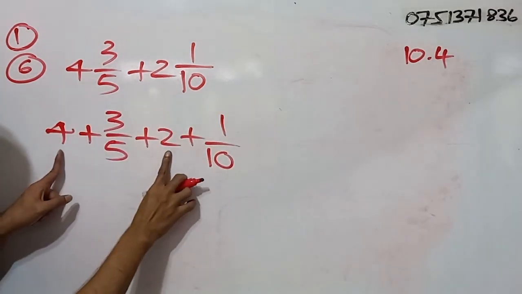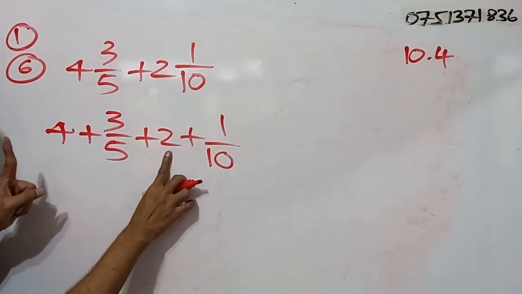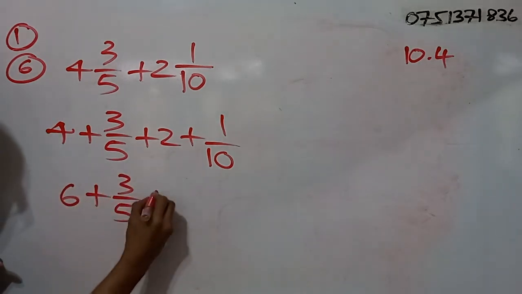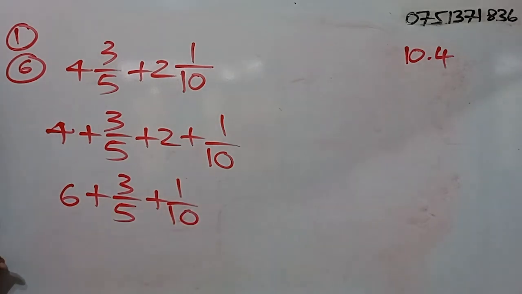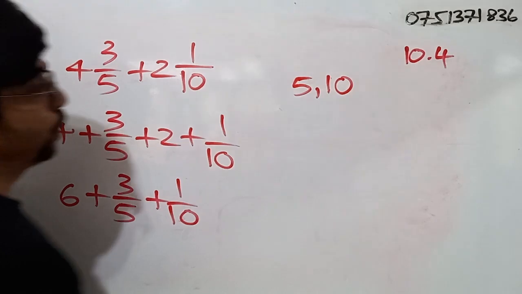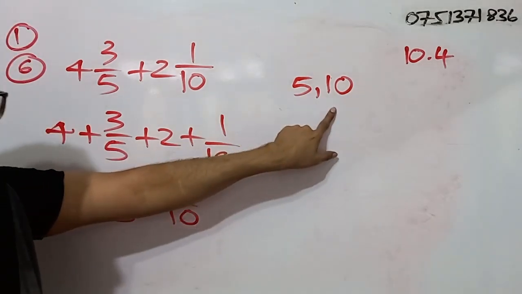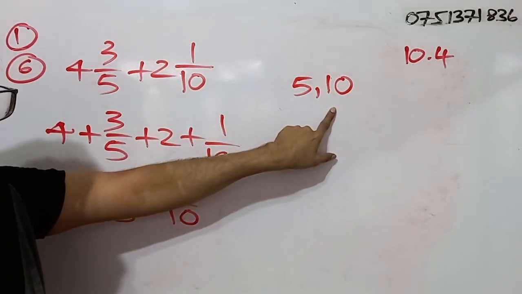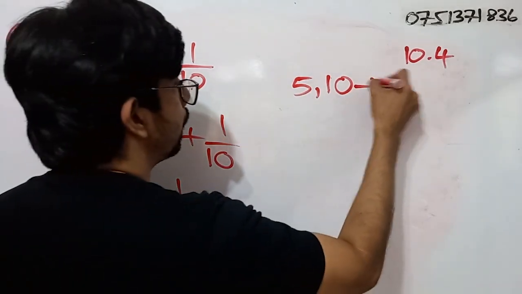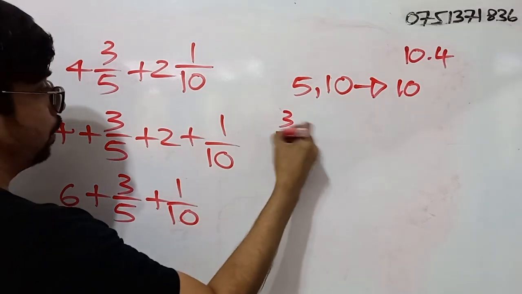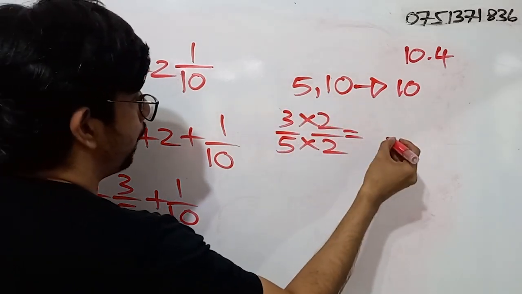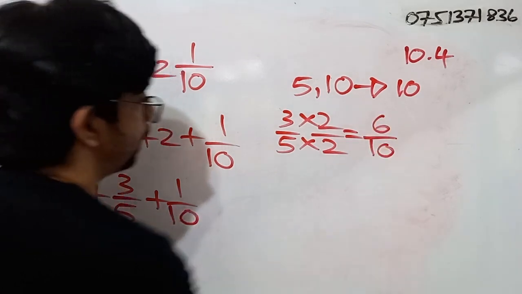Now I can add these two whole numbers. So 4 plus 2, that will be 6. Then I'll have to consider the two fractions. So these two fractions, the denominators are different. So what are the denominators? 5 and 10. So it will be easier for us to consider the LCM of these two numbers. So what will it be? 10. So 3 by 5, I'll have to multiply both denominator and numerator by 2. So this becomes what? 6 by 10.